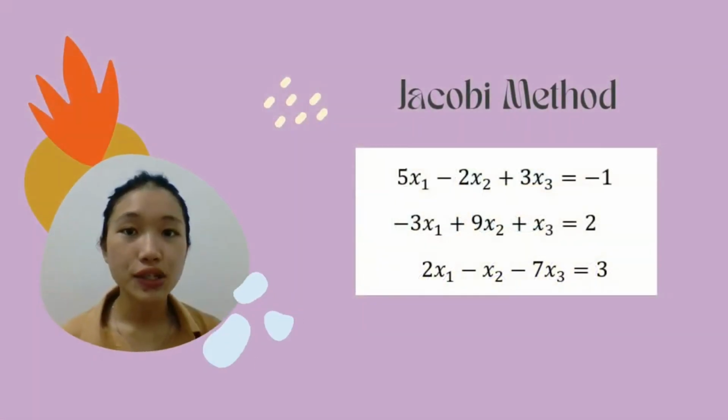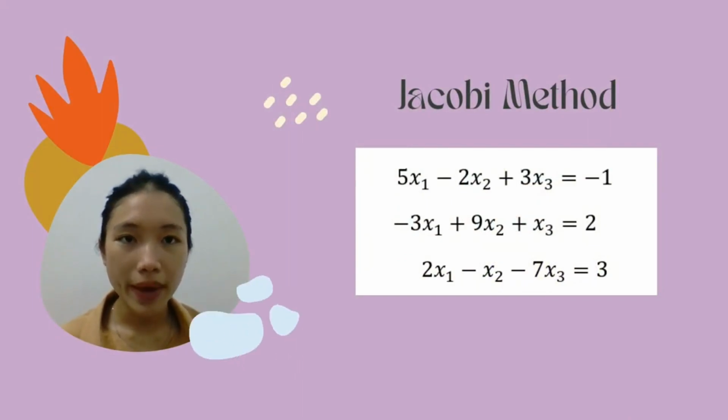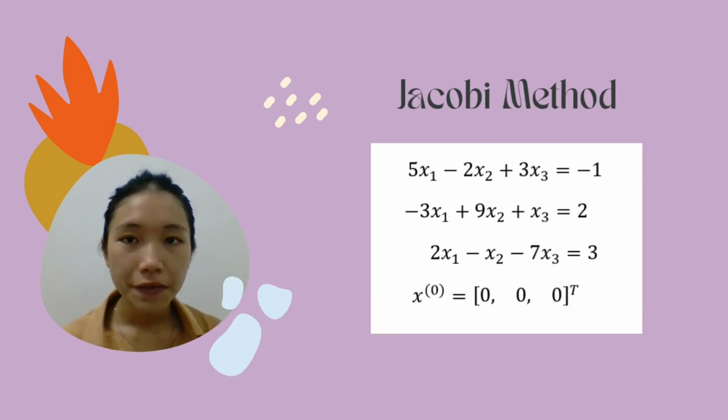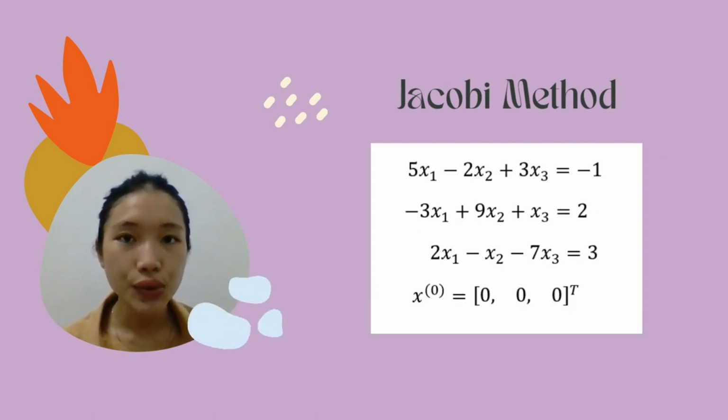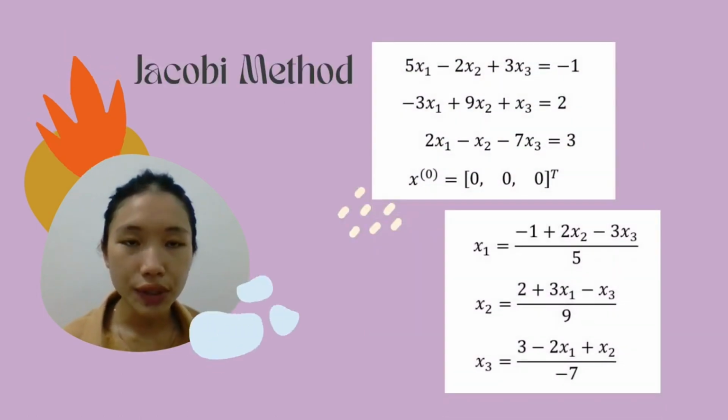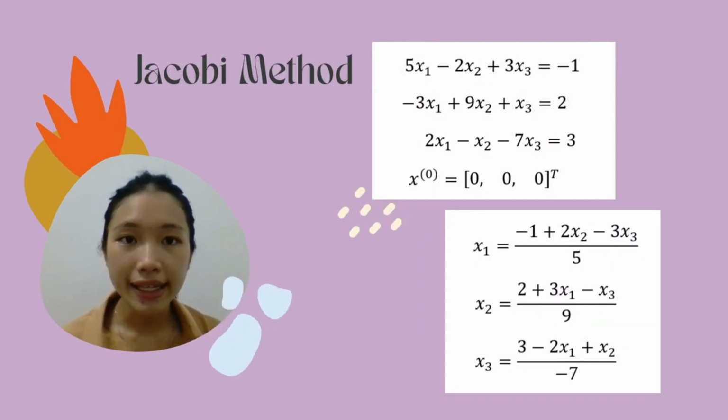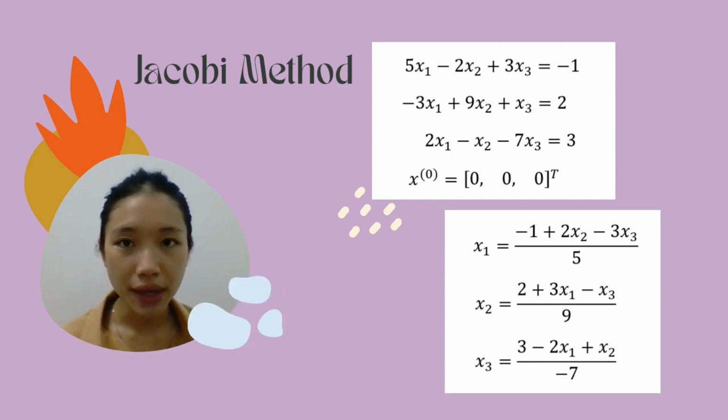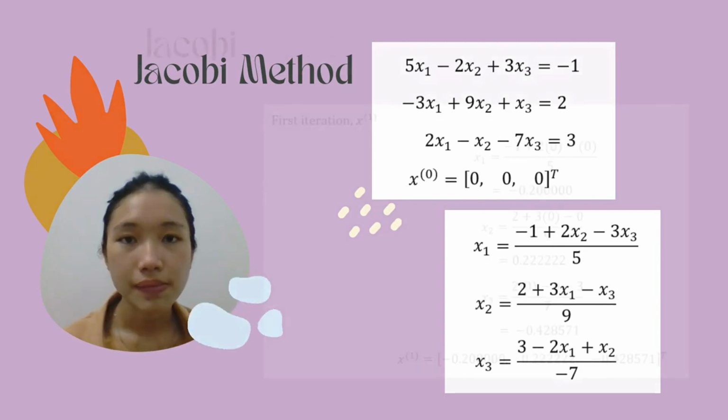I would like to explain the solution for the system of linear equations using the Jacobi method by hand. Firstly, we set the initial iterative of x1, x2, and x3, x0. From the system of linear equations, we form the equations of x1, x2, and x3 from the first, second, and third linear equations respectively, as shown in the diagram, in order to find the value of the iteratives.